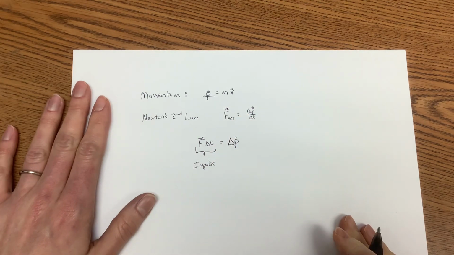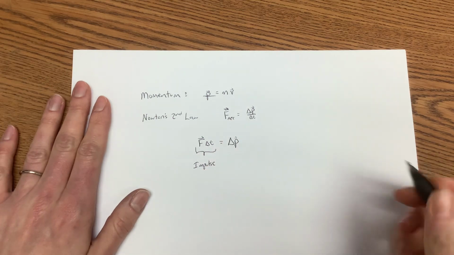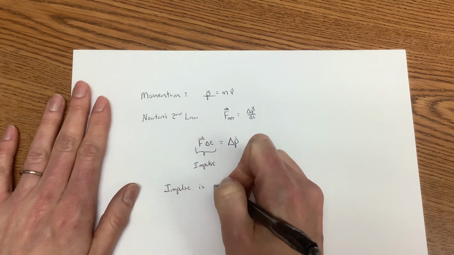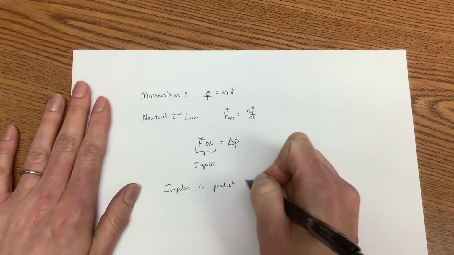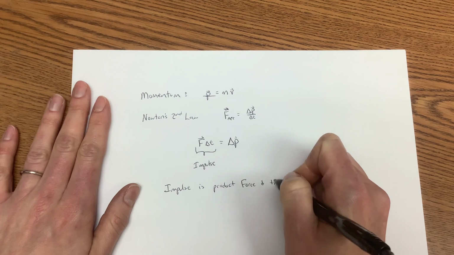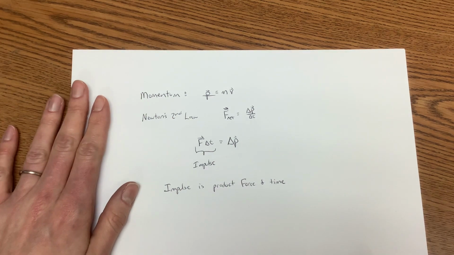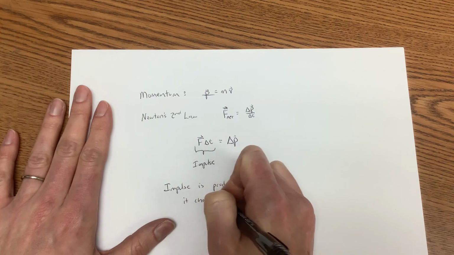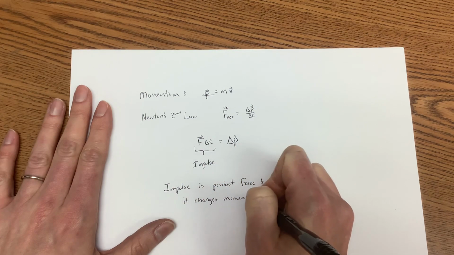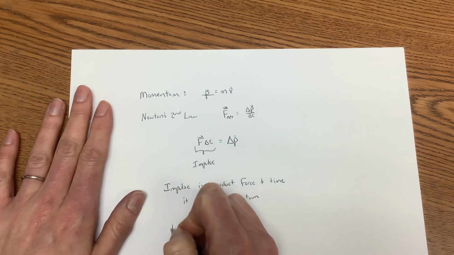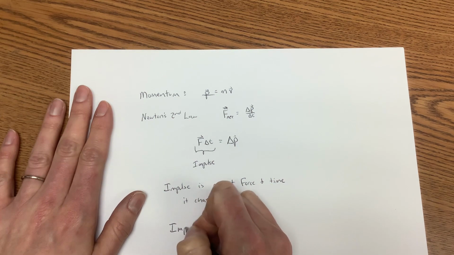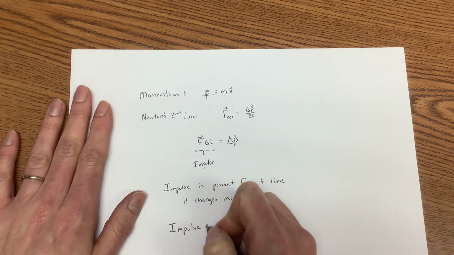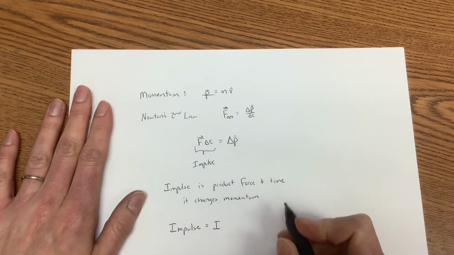Okay, and that's what an impulse is. The impulse is the product of the force times the time, and it changes the momentum. Okay. And the letter that we use for it is usually I, but sometimes on the equation sheet they use the letter J. So you might see I, you might also see J, and that's totally okay.